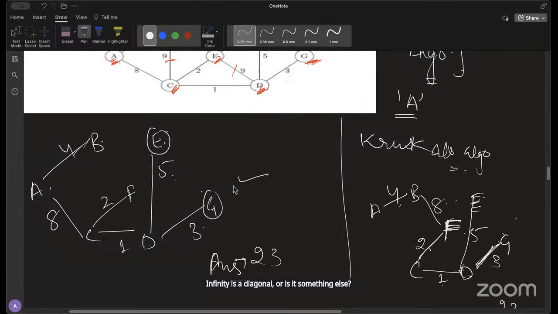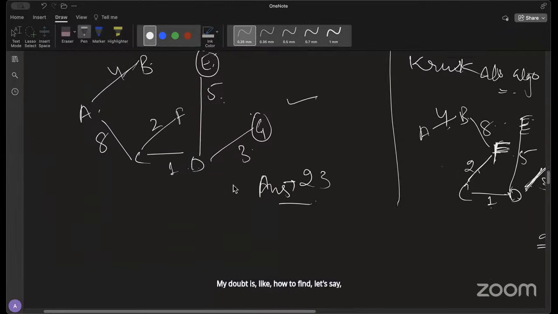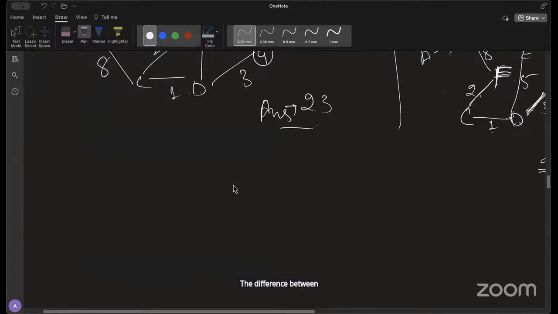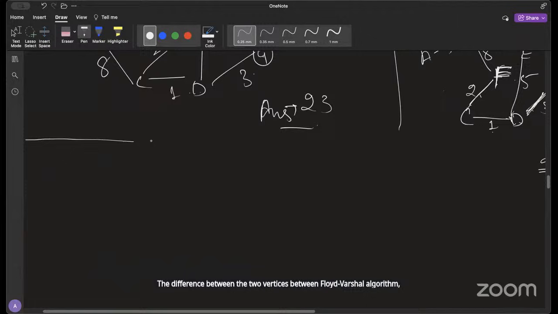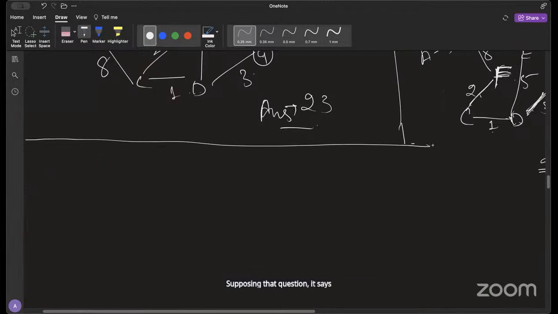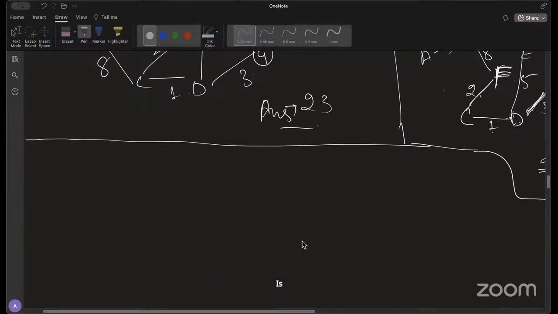But my doubt is like how to find, let's say, distance between the two vertices using Floyd-Warshall algorithm. Suppose in that question it says we have to find SP4 or SP5. So what is the procedure like? We have to multiply, let's say, A square into A3, then keep on multiplying the matrix multiplication, or is there any other quicker way to reach the answer?